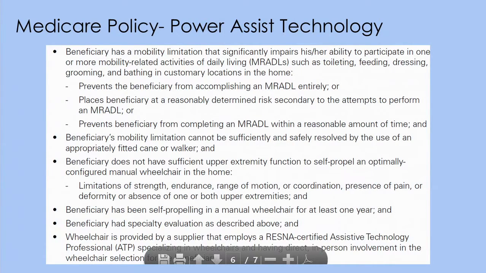So I picked up the Medicare policy for Power Assist technology in the policy manual of Medicare, and it takes you through the first part of, what is the MRADLs that are being limited. Okay, that's obvious. Beneficiary's mobility limitation cannot be sufficiently and safely resolved by the use of an appropriately fitted cane and walker. And then the beneficiary does not have sufficient upper extremity function to self-propel an optimally configured manual wheelchair in the home? Are there limitations of strength and endurance, range of motion, coordination, the presence of pain, or the deformity or absence of one or both extremities?